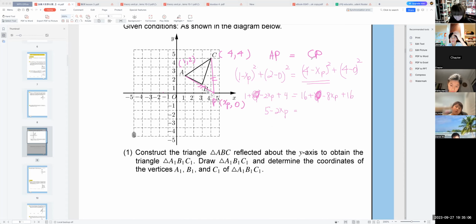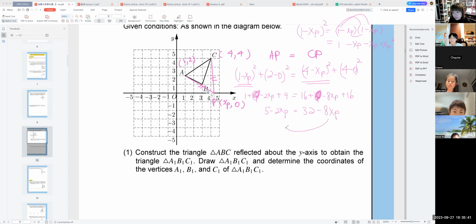1 minus xp squared. No, like this one. Which one? From here. So 1 minus xp squared equals 1 minus xp times 1 minus xp, right? Oh, yeah, right. Equals 1 minus xp minus xp plus xp squared. Correct? Okay, so we have 5 minus 2xp and 32 minus 8xp, correct?